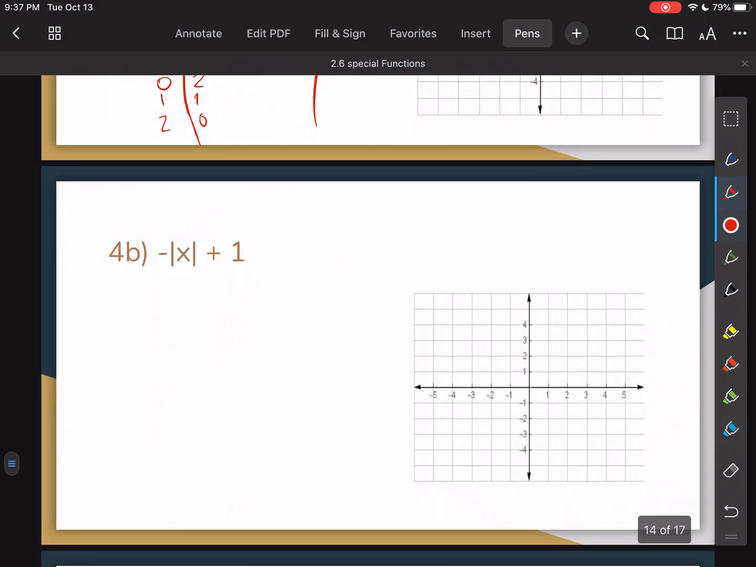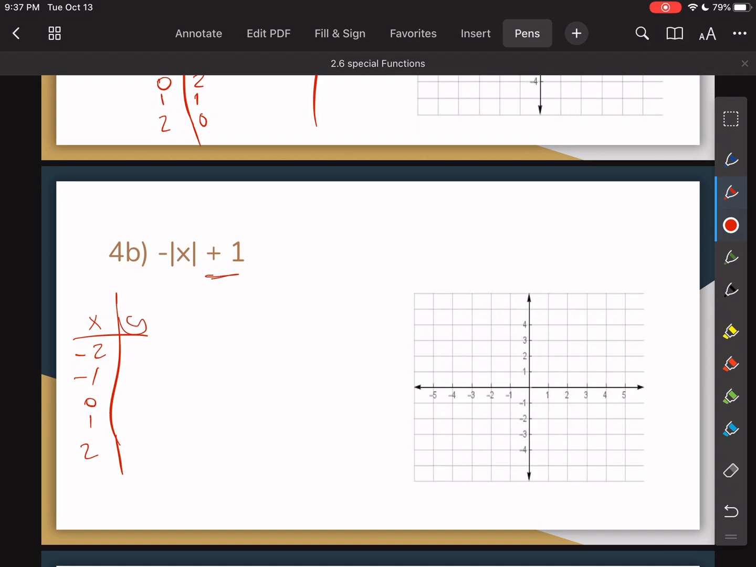Okay, for example, for B. Now we have a negative on the outside, right? So typically that's going to mean that the whole V shape goes upside down. But then we also are adding 1. So let's just see what happens. Let's plug in a couple of values again. Let's start with the same values that I did last time: -2, -1, 0, 1, 2. We might need more, but that's okay.